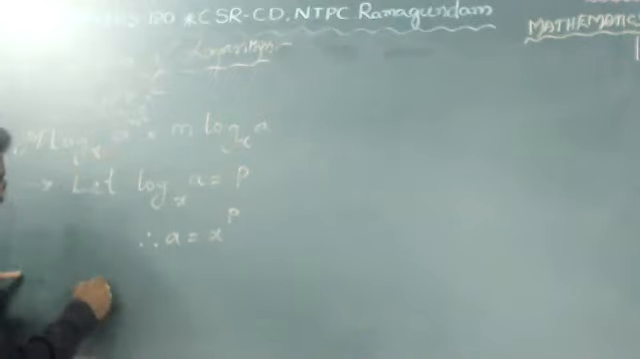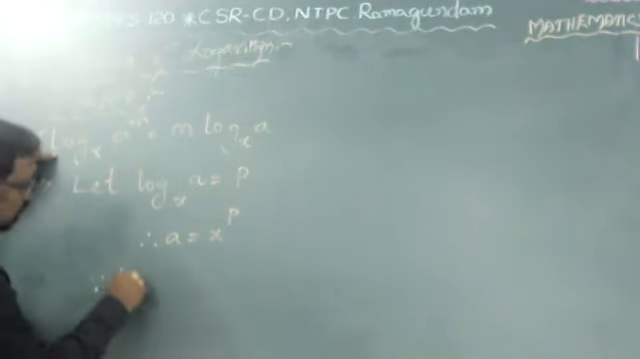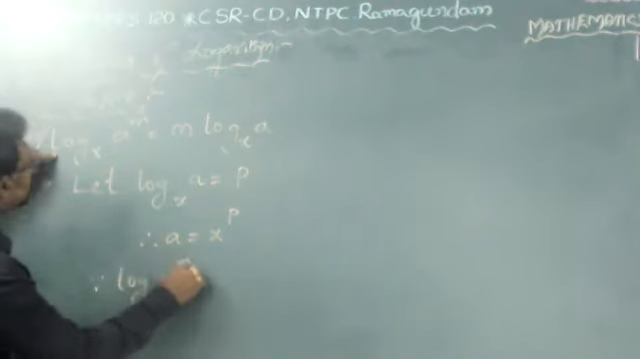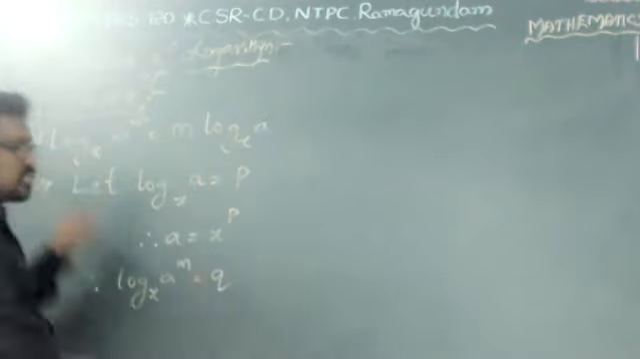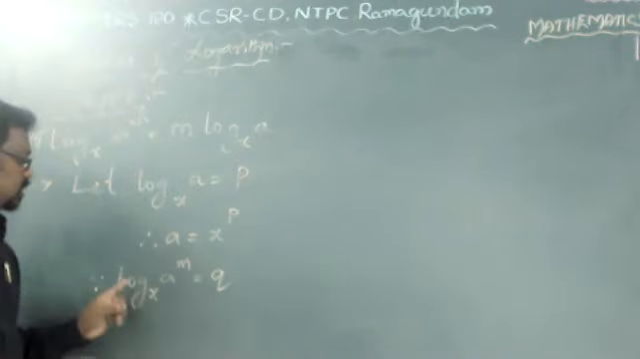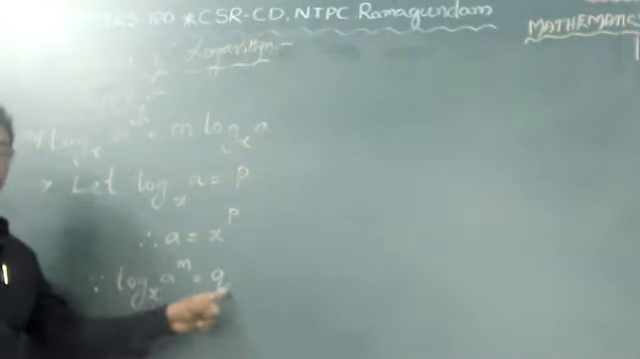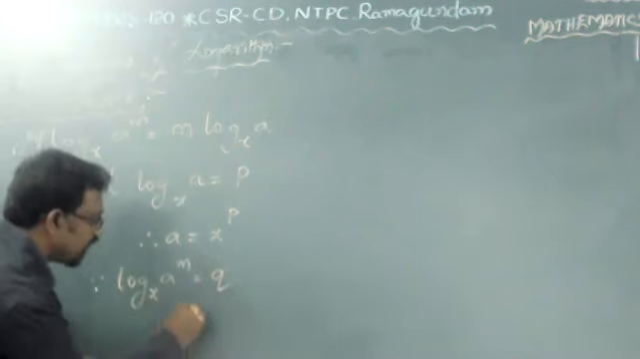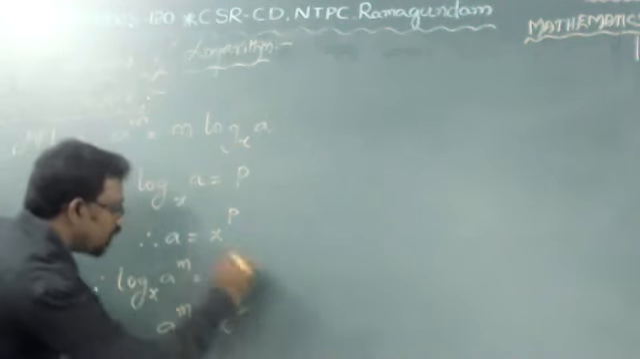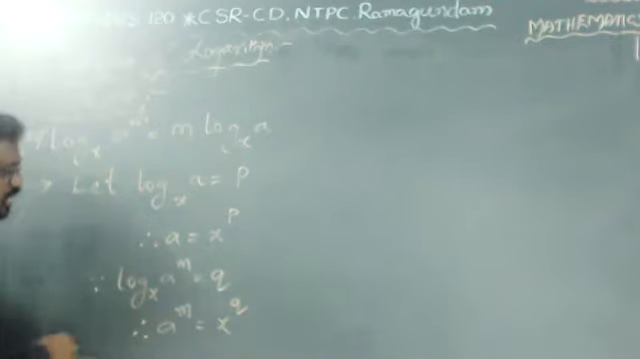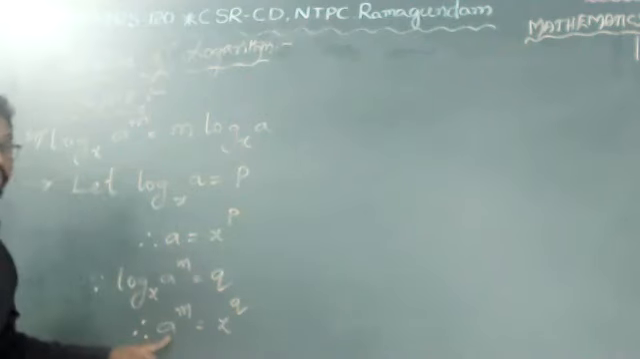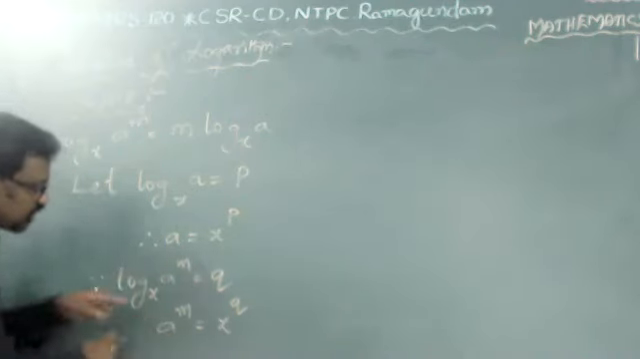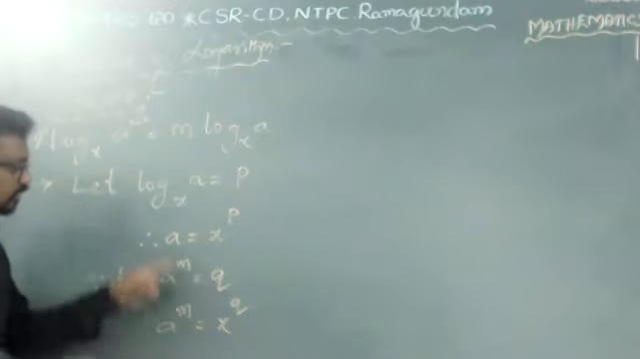Again, since log A power m to the base x is equal to Q, let us take the second one from the statements. Log A power m to the base x is equal to Q. What you get here? A power m is equal to x power Q. We know the value of A, already you got it here. Replace the value of A in this equation.